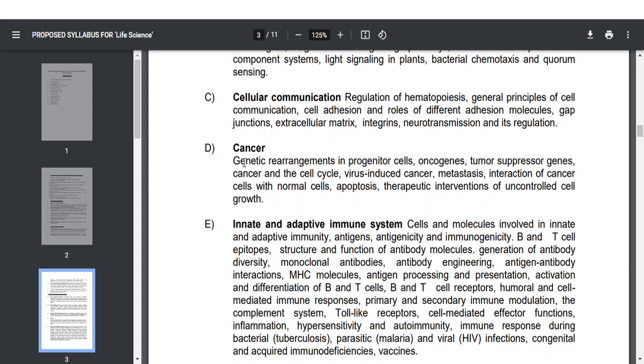Next, you need to know about therapeutic intervention in uncontrolled cell growth. Like, there are various drugs that have been identified for cancer from plants. You need to know from which particular plant a particular drug has been derived and marketed, and the mechanism of the drugs, all those things.